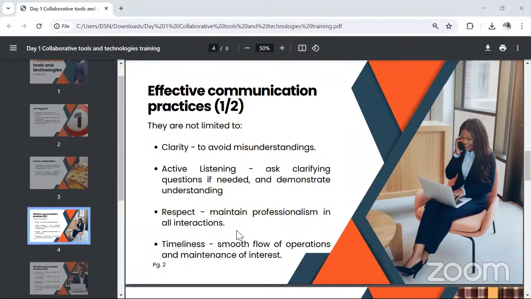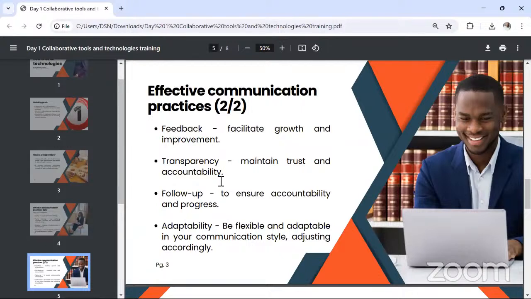Okay, when I talk about image, some people call it brands when it comes to a company. Others call it an image for individuals, in that someone may take you to be unserious if at all you do not communicate on time. So these are the solutions, and she also talked about feedback, transparency.